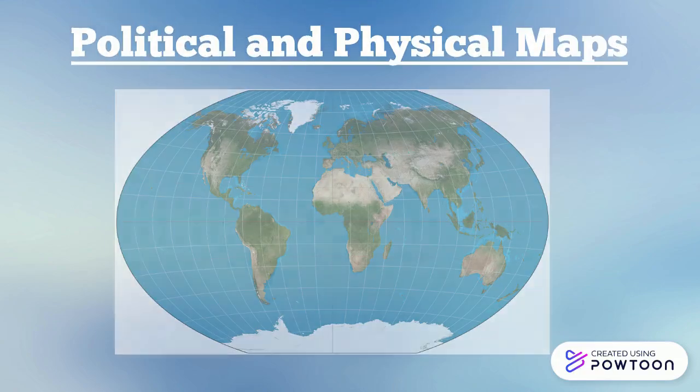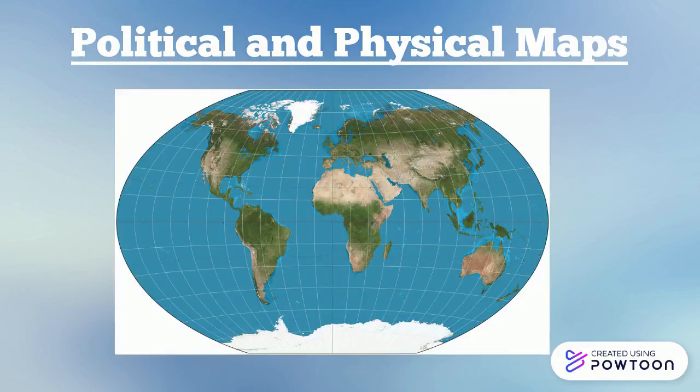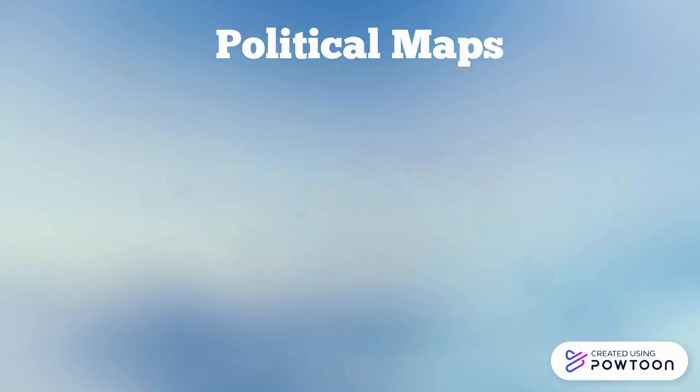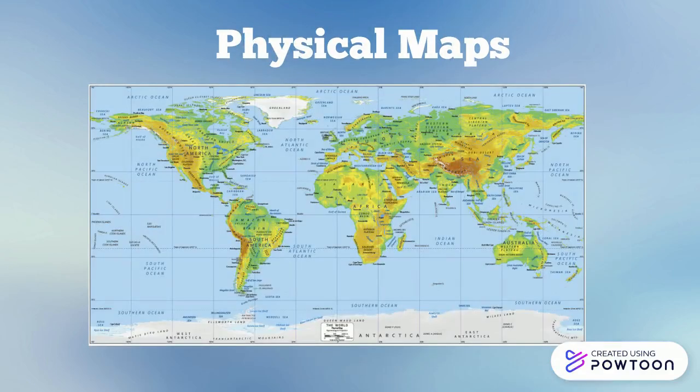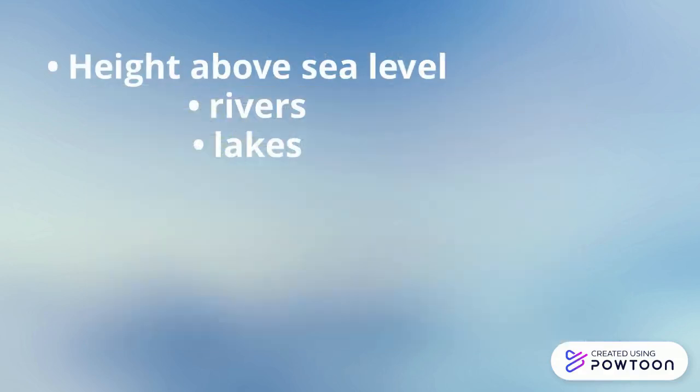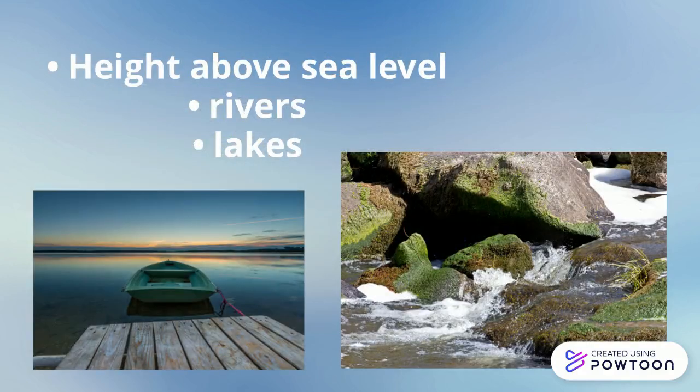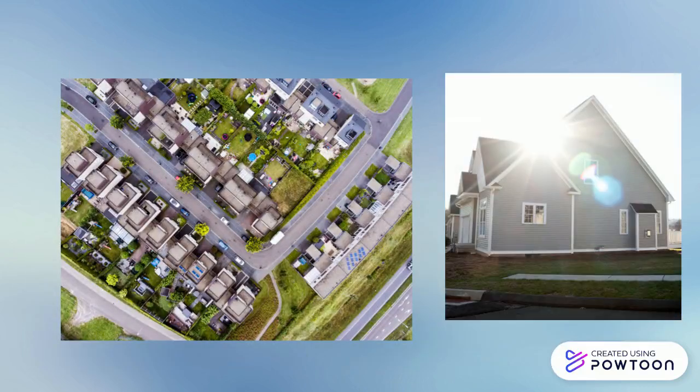There are different types of maps that show different features, such as political and physical maps. Political maps show the countries on each continent, and physical maps show the physical features of the area, such as height of the land above sea level, rivers, and lakes. Some maps show man-made structures such as houses and streets.